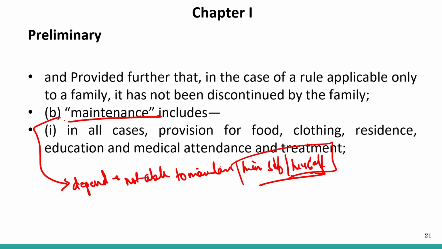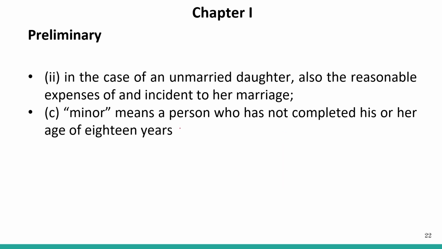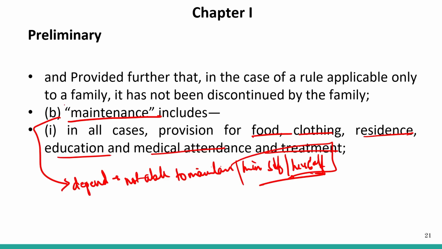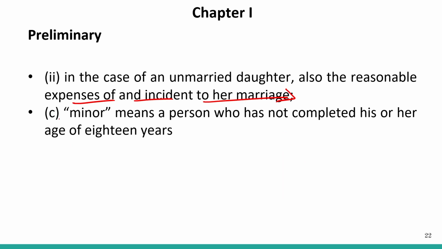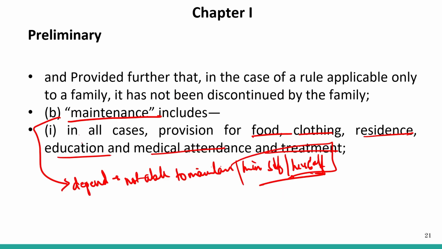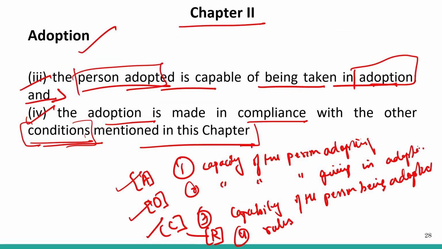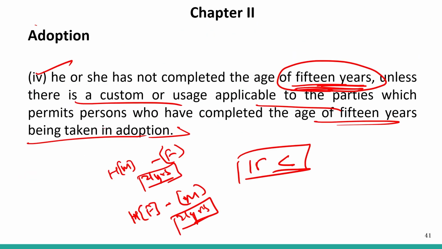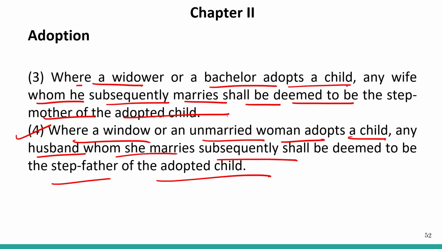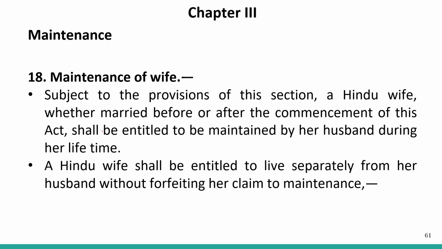The Hindu Adoption and Maintenance Act talks about food, clothing, residence, education, medical attendance and treatment. All these things will be considered part of maintenance. In the case of unmarried daughters, it also includes reasonable expenses incident to her marriage. So all these provide maintenance in the case of persons who are dependent. Let's try to understand what exactly the Hindu Adoption and Maintenance Act suggests about maintenance and how it needs to be provided.